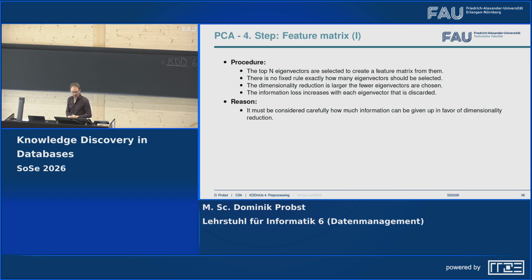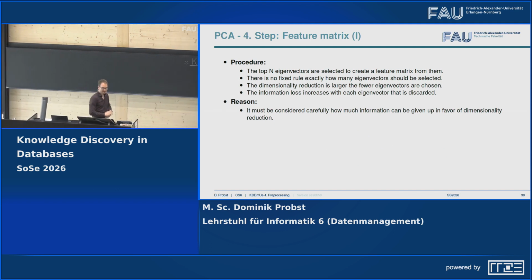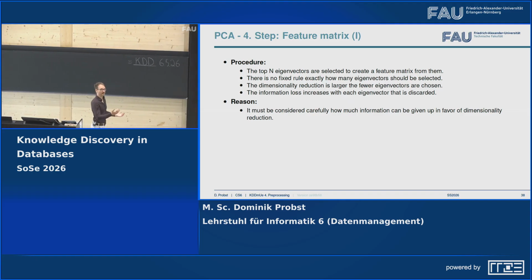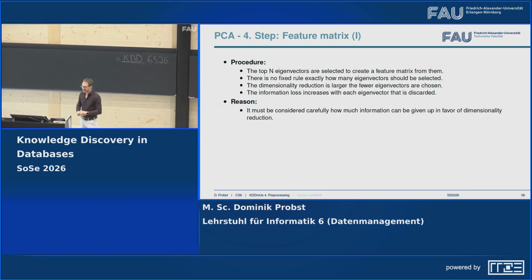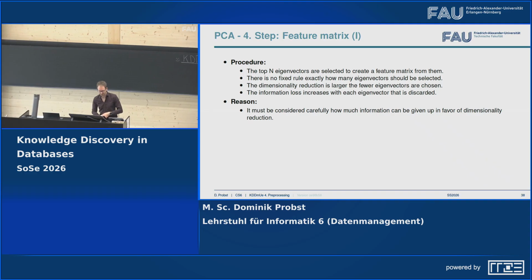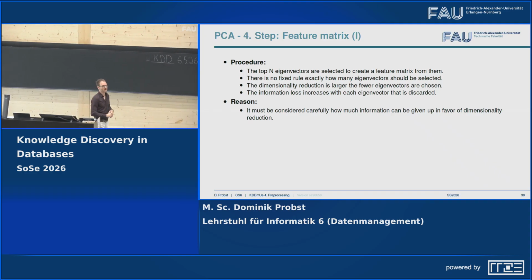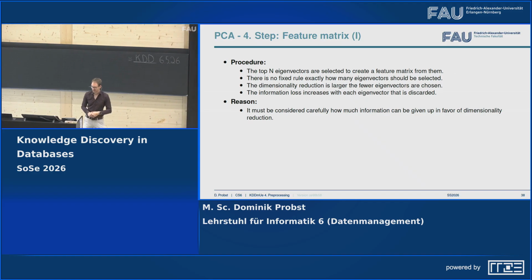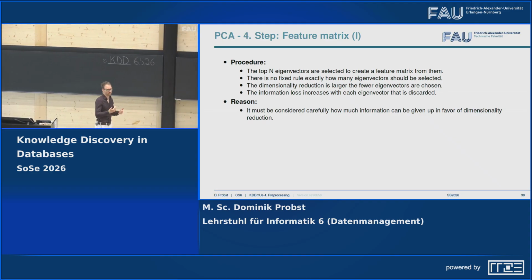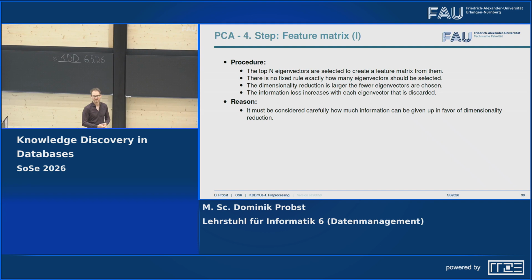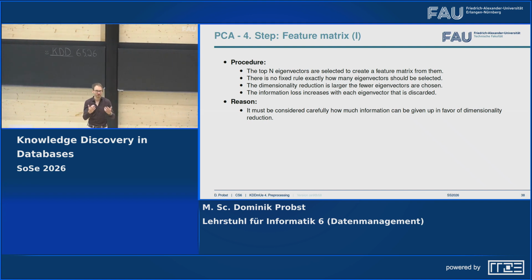That's important because the next step is to throw away some eigenvalues and eigenvectors. We are only selecting the top n eigenvectors to create the so-called feature matrix from them. Important, there is no fixed rule how many values you take. So whether you take the top 1 value, the top 2 values, the top 3 values. In this case, it wouldn't make any sense, but the top 4 values, and so on, for a bigger data set.